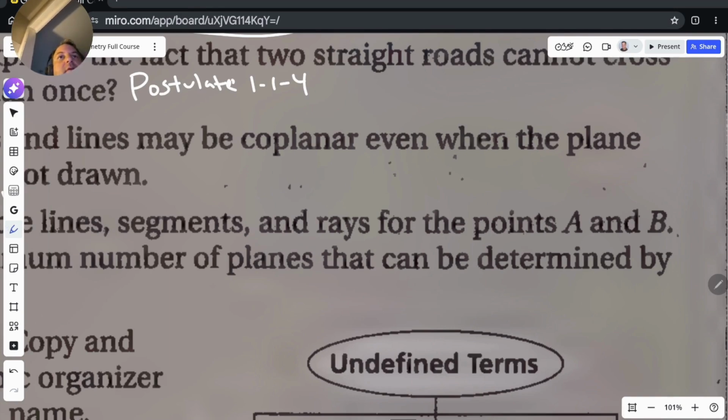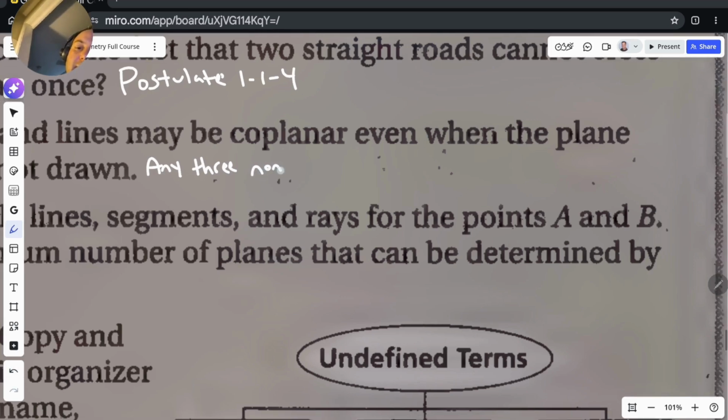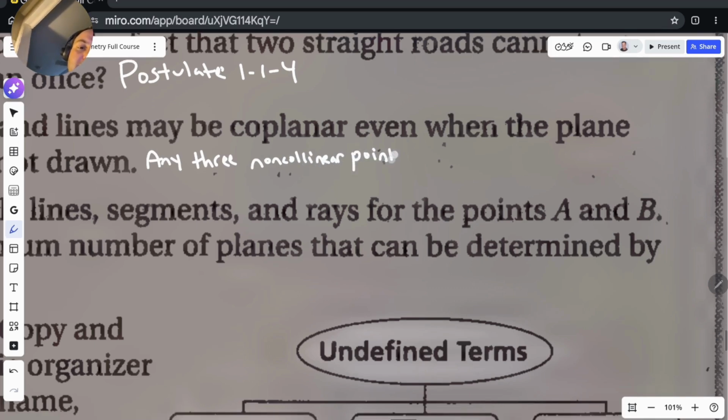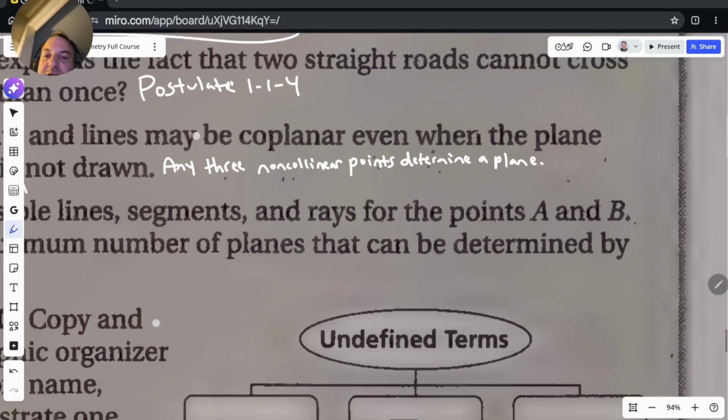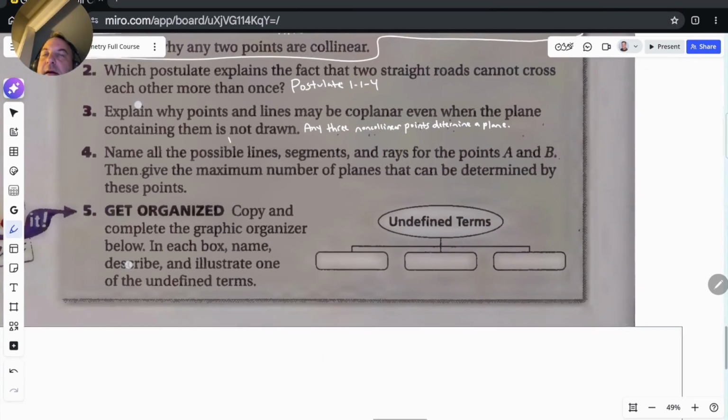Let's make it simple. For the sake of time, let's just say any 3 non-collinear points determine a plane. So a plane always exists for 3 such points, even if the picture doesn't show it. You could write that down as well if you like.